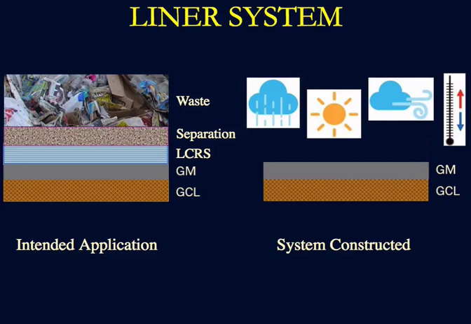The actual constructed system is shown on the right side of the slide and consisted solely of the geomembrane and GCL system. And the liner materials, the barrier system, was not covered at any time during this 12-year exposure period and was exposed to the atmosphere, including temperature variations, high solar radiation due to the generally sunny conditions in California, seasonal rain events, as well as periodic wind events.